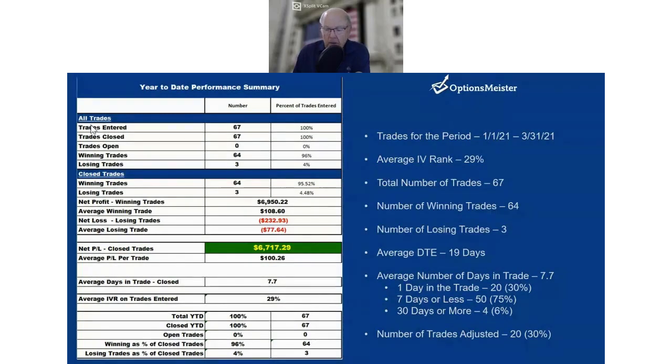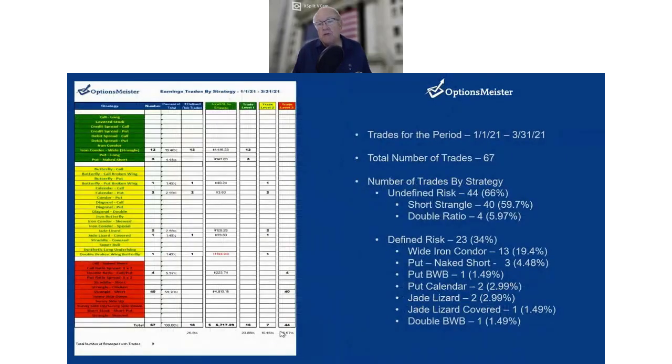The number of trades that were adjusted was 20 out of 67. So that tells you that obviously for 47 of the trades, I didn't adjust. We never did anything. We might have stayed in a little bit longer, but we didn't do any rolls or anything. Now here's a breakdown on the strategies.